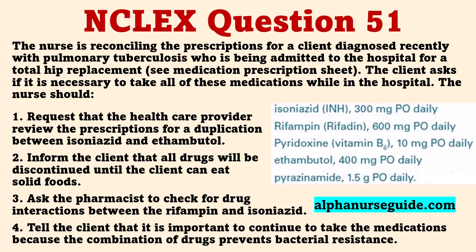The nurse should 1. Request that the healthcare provider review the prescriptions for a duplication between isoniazid and ethambutol. 2. Inform the client that all drugs will be discontinued until the client can eat solid foods. 3. Ask the pharmacist to check for drug interactions between the rifampin and isoniazid. 4. Tell the client that it is important to continue to take the medications because the combination of drugs prevents bacterial resistance. The correct answer is 4.